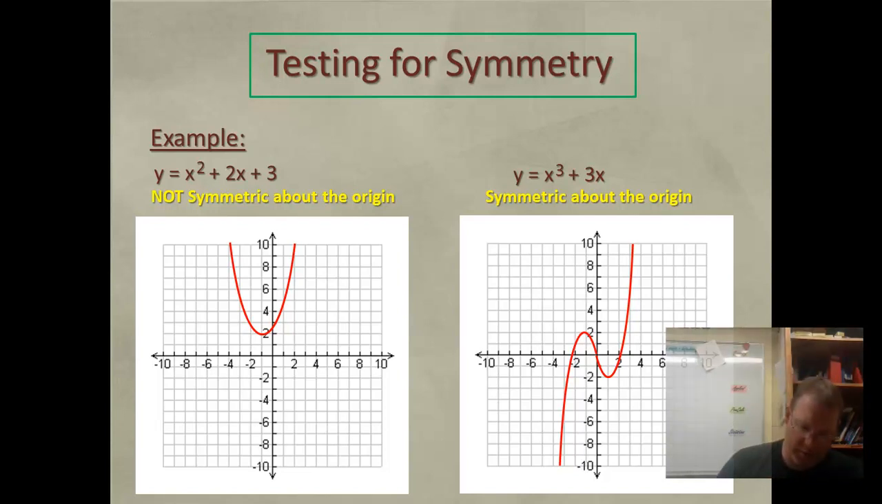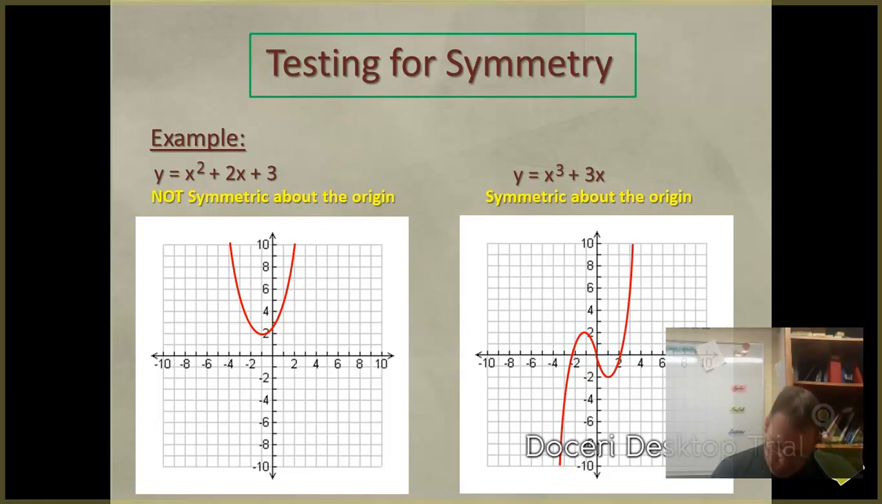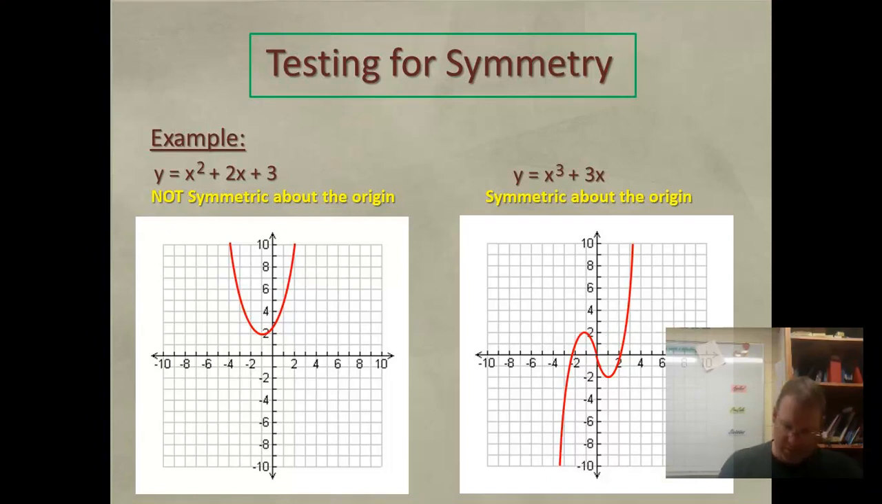So if you can't see the symmetry, allow me to help. This point right here is right there. It's reflected across the origin. This point right here is reflected across the origin. Okay, so that's what's meant by symmetry about the origin.